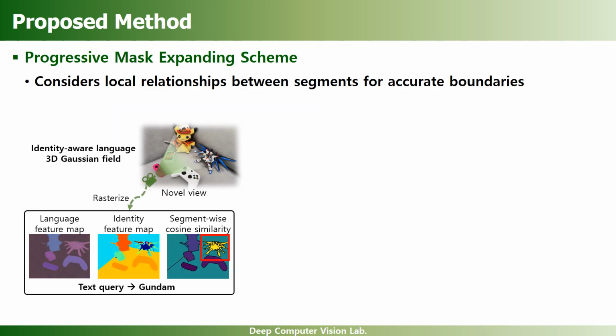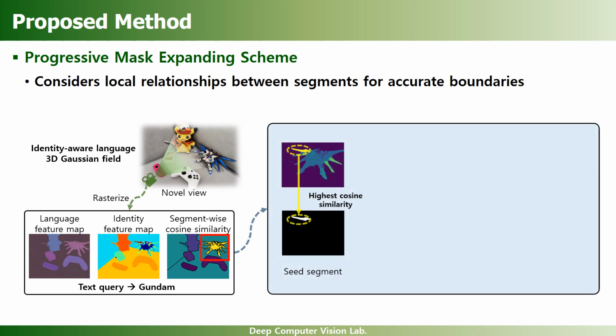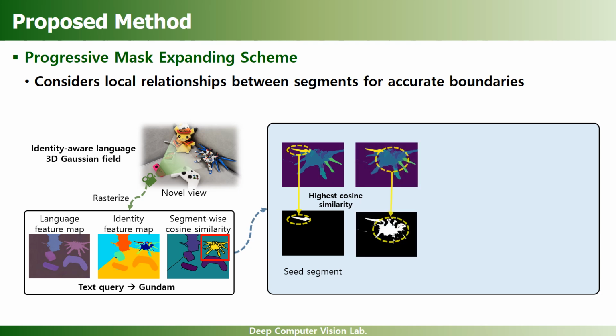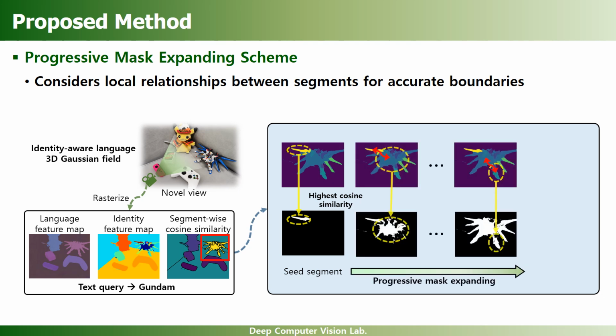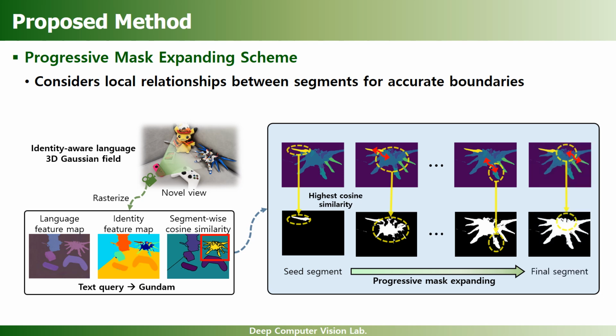We propose a progressive mask expanding scheme to accurately extract object boundaries. Starting from the segment with the highest Gaussian similarity to the text query, the mask expands to neighboring segments with similar values. This iterative process considers local relationships between segments, producing more precise boundaries without relying on a fixed threshold.